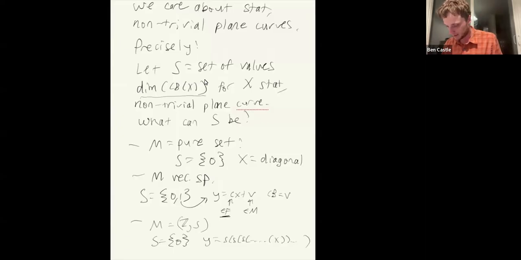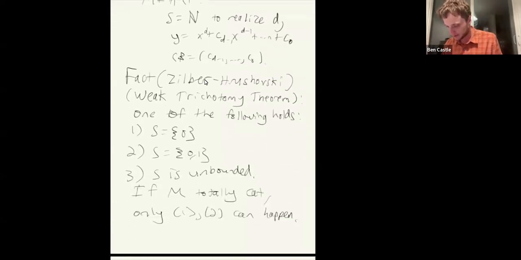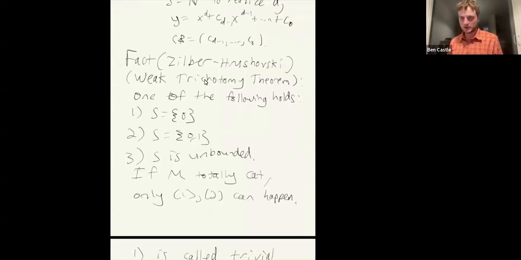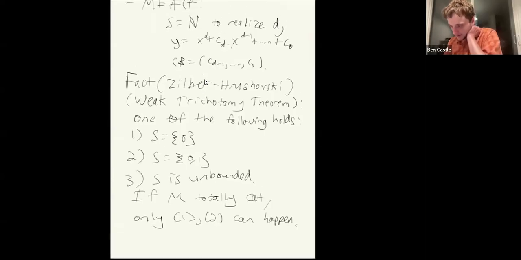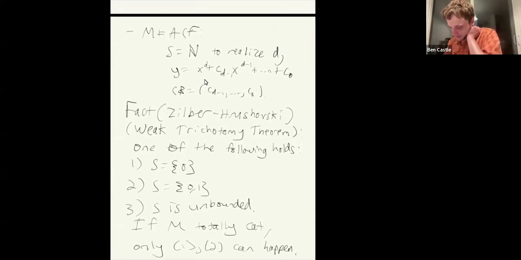And the weak trichotomy theorem says if you look at all of those sizes of families and you form a set out of them, then there's basically three options for the set. It's either just 0, or 0 and 1, or as soon as it has a 2 or bigger, it becomes unbounded. The other part of the theorem is that if the structure is totally categorical, only the first two can happen. So it's always bounded, and in fact, it's always bounded by just 1. This theorem, it's really two theorems.